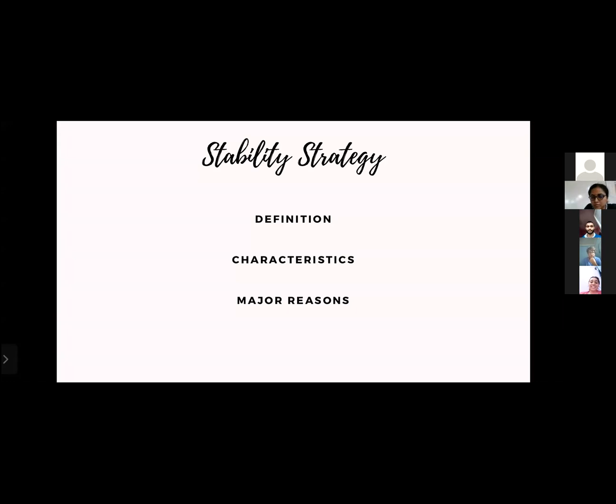The strategy is typical for those firms whose products have reached the maturity stage of the product life cycle. Smaller organizations may also follow the stability strategy to consolidate their market position and prepare for the launch of the growth strategy. Now the characteristics of the stability strategy.